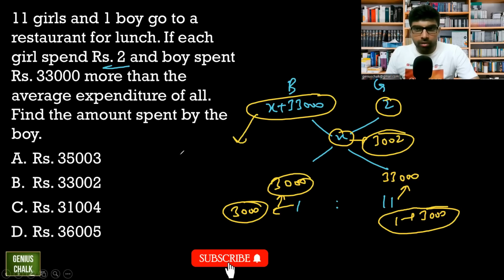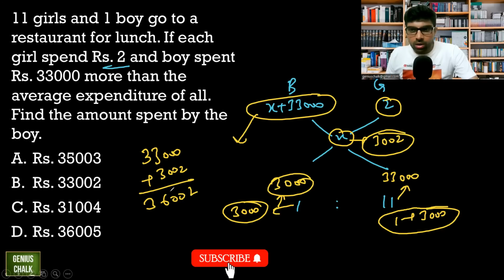So how much this boy should have now? 33,000 plus 3,002. That is how much? 33,000. This is 3,000. So 3,002. So it should be 36,002. So 36,002, you can pick any one as the answer. Let's say this one. 36,002 has to be the accurate answer of this question.